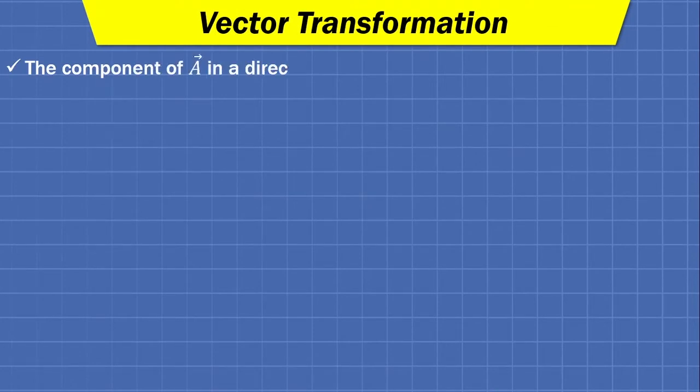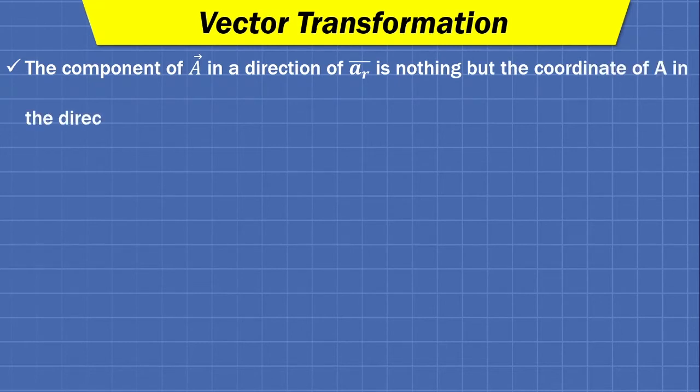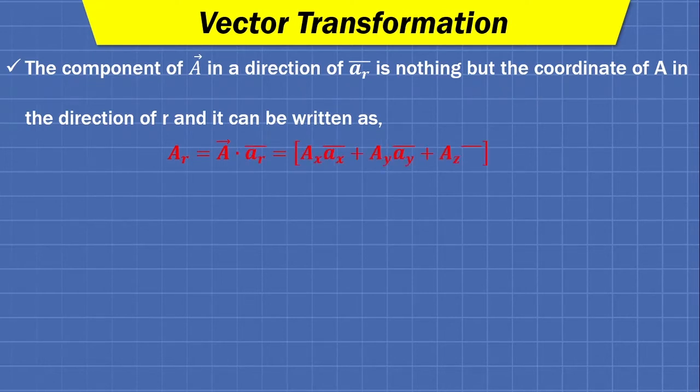So the component of A bar in the direction of ar bar is nothing but the coordinate of A in the direction of r, and it can be written as A bar dot ar bar. When you perform this dot product, capital AX, AY and AZ being constants, remain outside the dot product, and only the dot product between the base vectors takes place. So ax bar dot ar bar, ay bar dot ar bar and az bar dot ar bar.